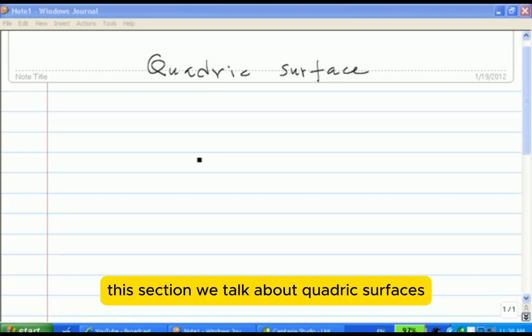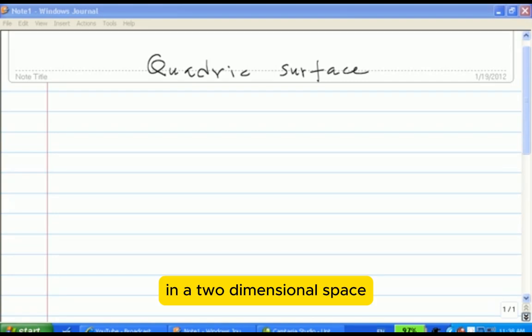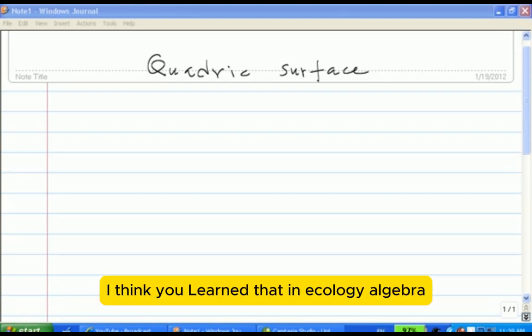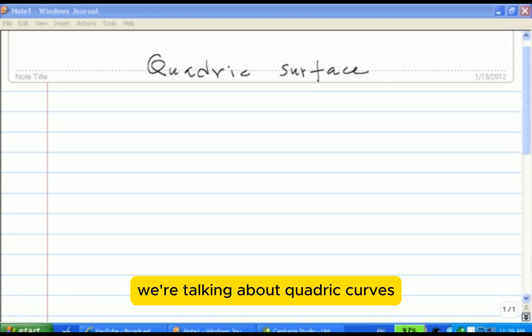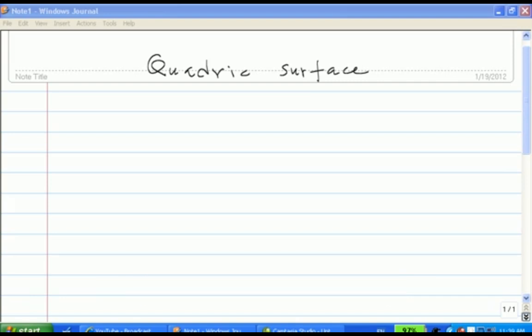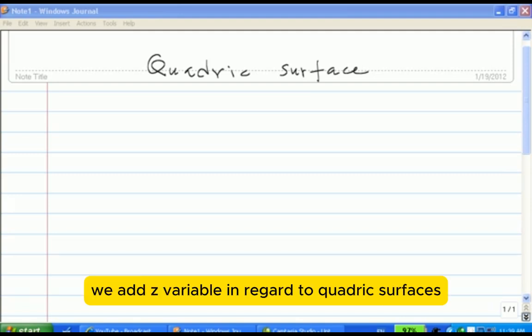In this section we talk about quadric surfaces. In a two-dimensional space, I think you learned that in college algebra, we're talking about quadric curves. Okay, so in a three-dimensional space, we add the z variable in, and we get quadric surfaces.